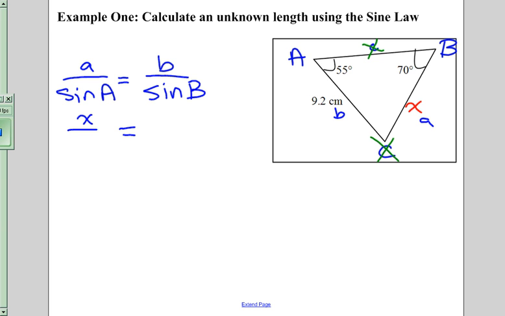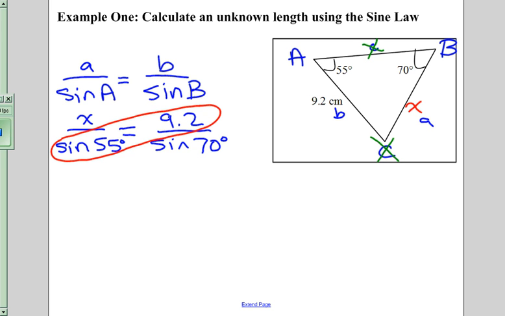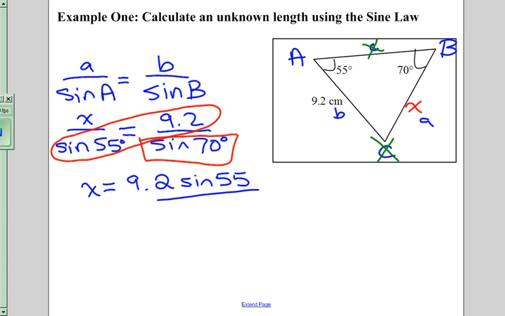So for a, we're going to use the letter x, it's unknown. For sine A, we're going to take the sine of 55 degrees. b will be 9.2 centimeters over sine of 70 degrees. And then cross multiplication. So these two are multiplied, and it's divided by this. Remember, when you type in sine of anything, you just get a decimal value. So consider it a number. 9.2 times sine 55 divided by sine 70.